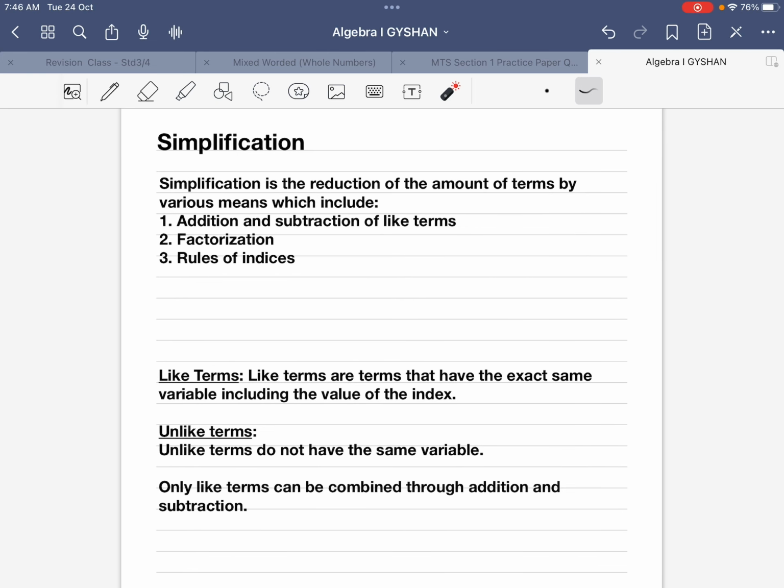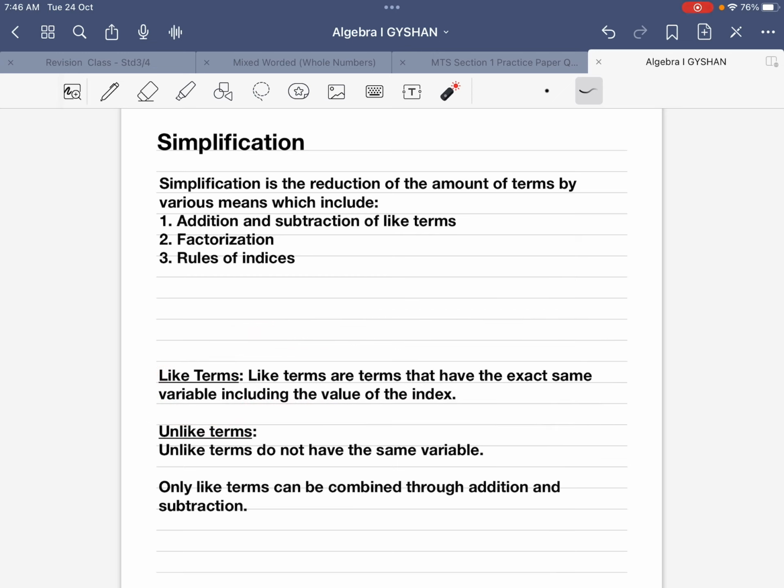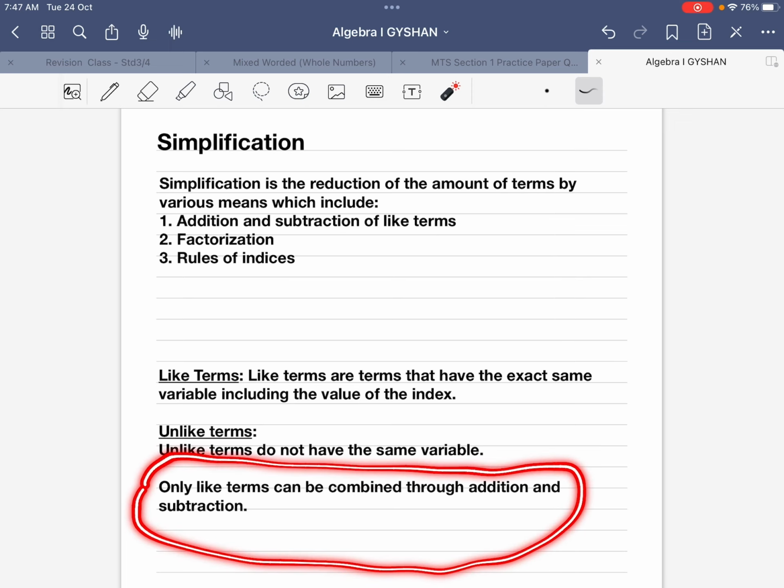So we can simplify the expression or equation before we solve. Simplification is the reduction of the amount of terms by various means which include addition and subtraction of like terms, factorization, and rules of indices. Like terms are terms that have the exact same variable, including the value of the index, or as we saw before, the indices or the powers. Unlike terms do not have the same variable. Only like terms can be combined through addition and subtraction.